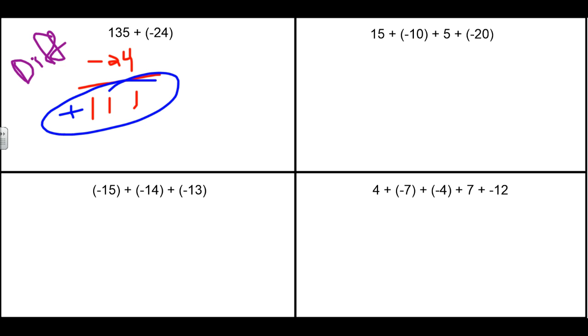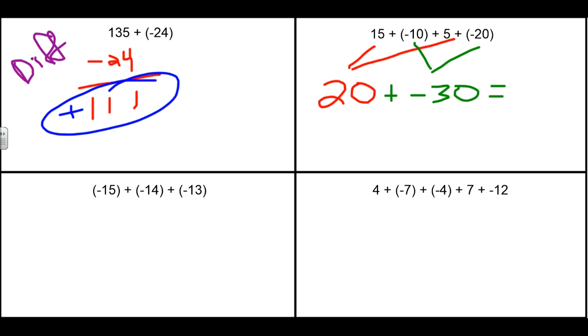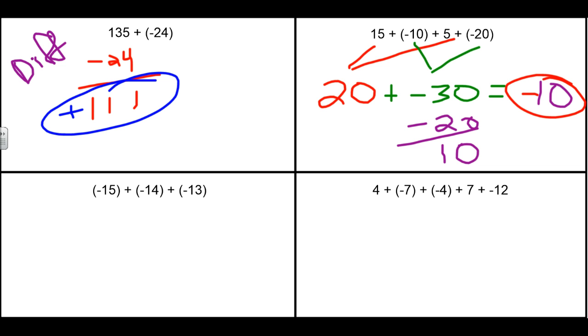For the second one, we can just go from left to right, or we can add the numbers that are positive and the numbers that are negative. In this case, let's add the numbers that are positive and negative, because of course addition is commutative. So 15 plus 5 is 20. Negative 10 plus negative 20 is negative 30, as they're the same signs. And 20 plus negative 30, they have different signs, so 30 minus 20 is 10. But 30 has a larger absolute value, so it is negative 10.